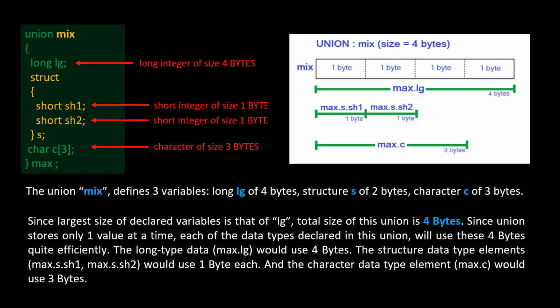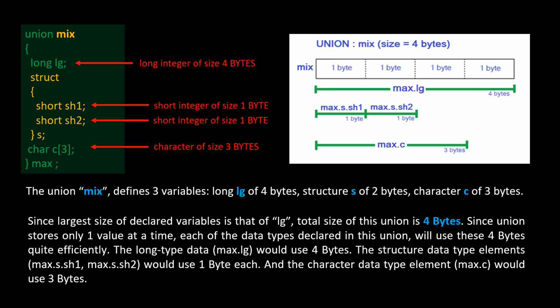Since union stores only one value at a time, each of the data types declared in this union will use these 4 bytes quite efficiently. The long type data, max.lg, would use 4 bytes. The structured data type elements, max.s.sh1 and max.s.sh2, would use 1 byte each. And the character data type element, max.c, would use 3 bytes.